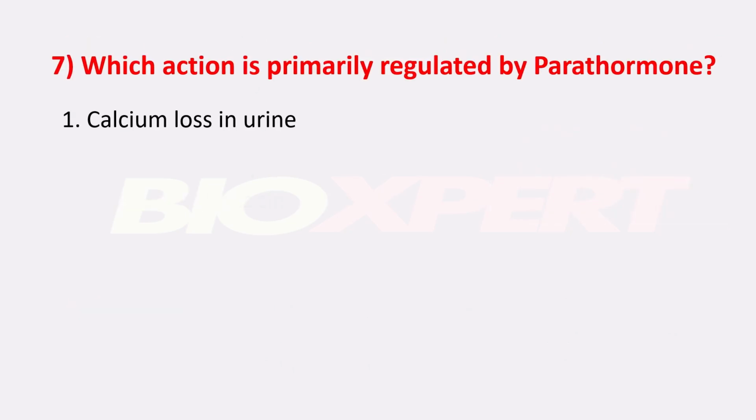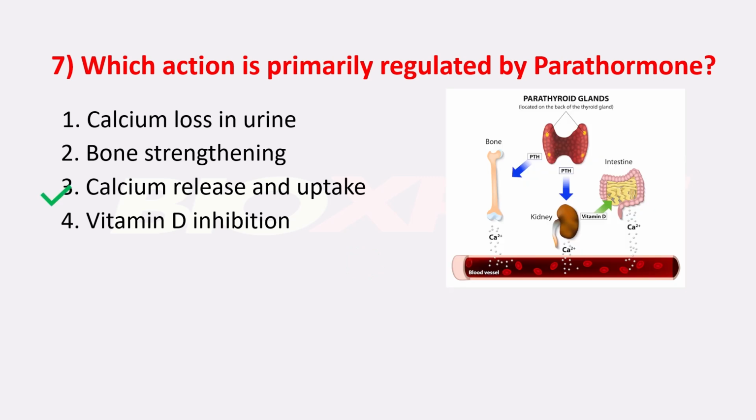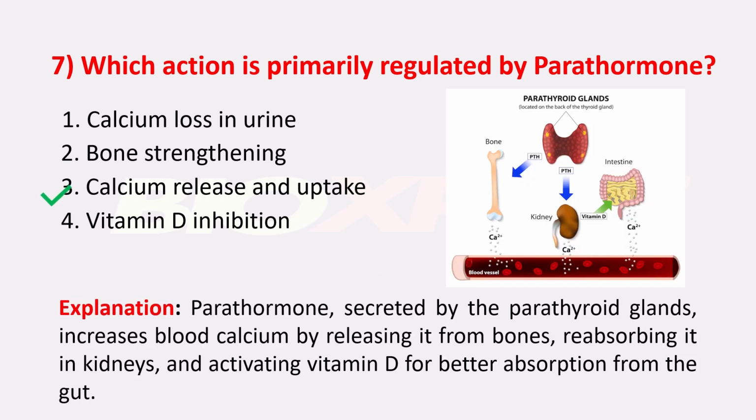Which action is primarily regulated by parathormone? Calcium release and uptake. Parathormone, secreted by the parathyroid glands, increases blood calcium by releasing it from bones, reabsorbing it in kidneys and activating vitamin D for better absorption from the gut.